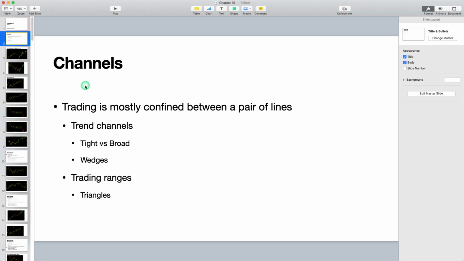So Al starts off the chapter by talking about what channels are, and that's when the trading that you see on your chart is mostly confined between a pair of lines. So you can have a trend channel that is tight or broad, and you can have it converging or expanding.